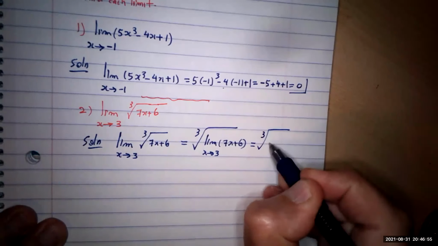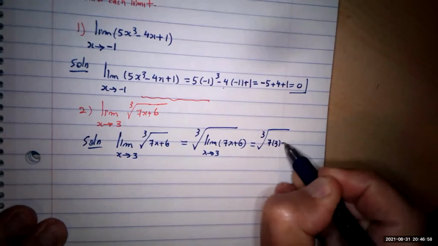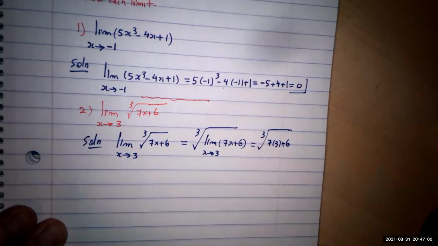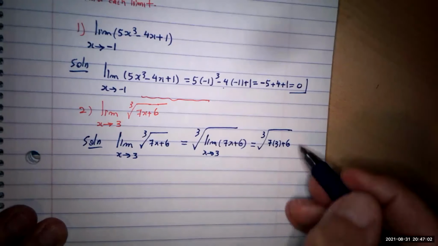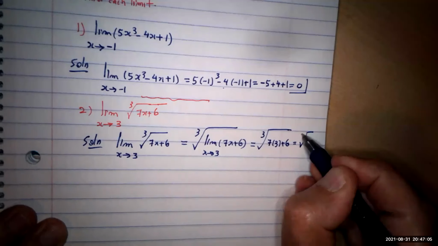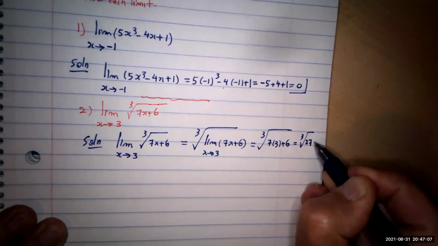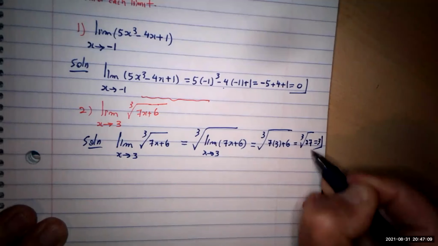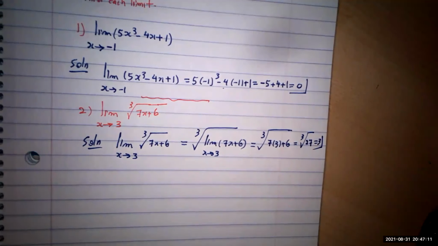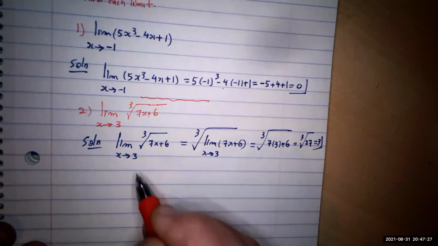Cube root of 7 times 3 plus 6. 7 times 3 is 21. 21 and 6 is 27. Cube root of 27 is equal to 3, because 3 times 3 is 9, and 9 times 3 is 27. So the limit of the function is equal to 3. Any question? Again, you see, I use those theorems one by one to get this number.